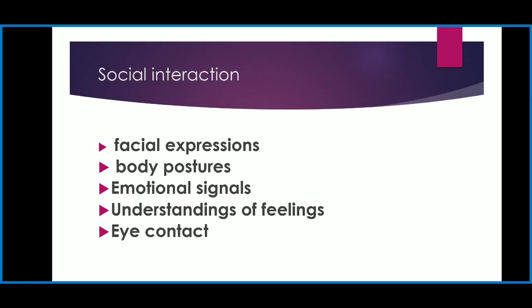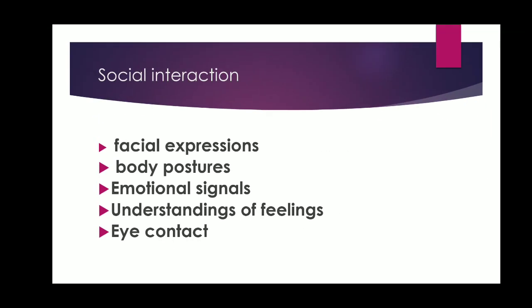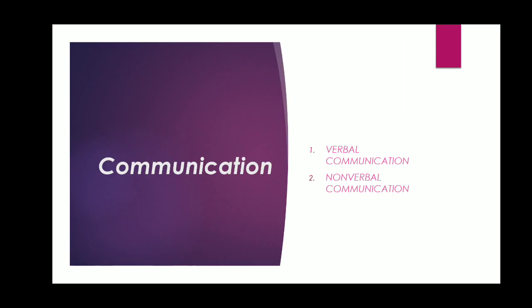And the last one is eye contact. They will not be able to manage and maintain eye contact with the person they are talking to, and this is the major and serious issue with autism, and most people with autism spectrum disorder have such issues. So these are the issues with social interactions. And next we have communication, the verbal and non-verbal communication.